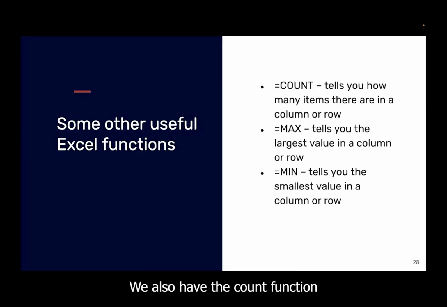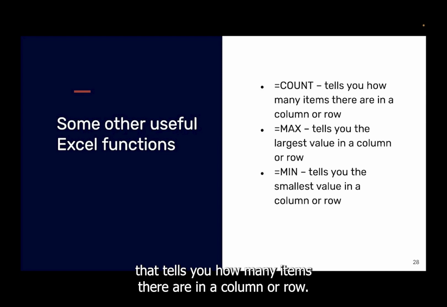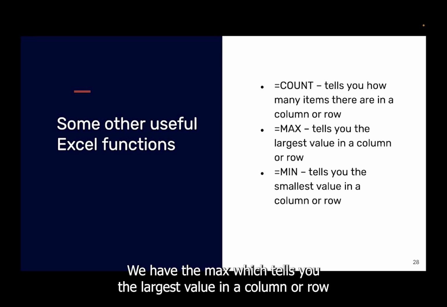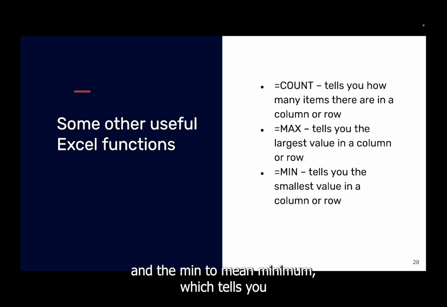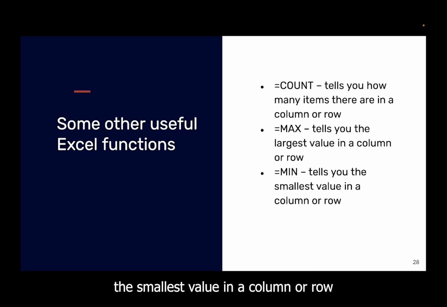We also have the count function that tells you how many items there are in a column or row. We have the max, which tells you the largest value in a column or row, and the min, minimum, which tells you the smallest value in a column or row.